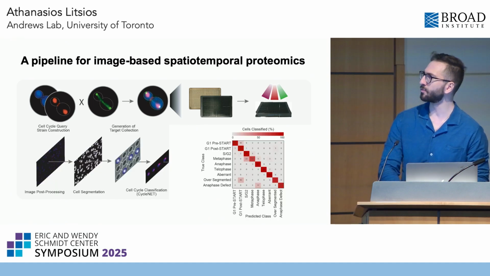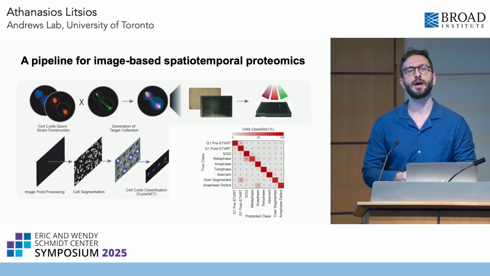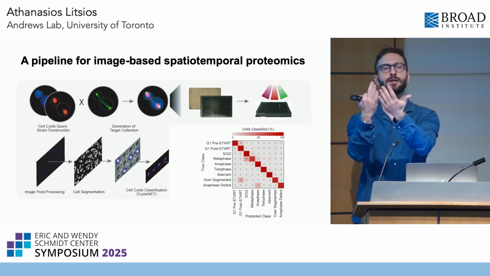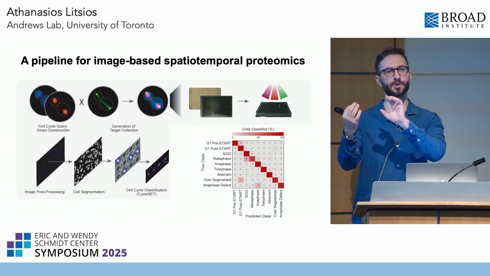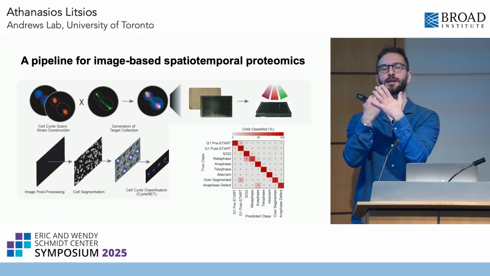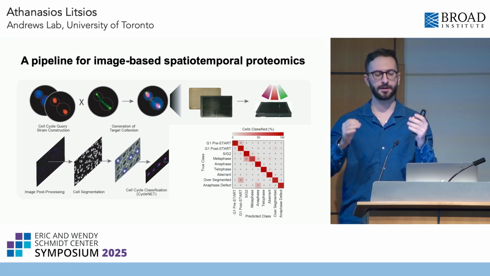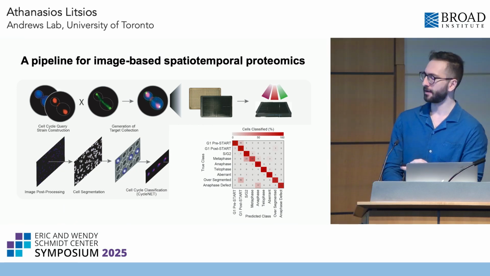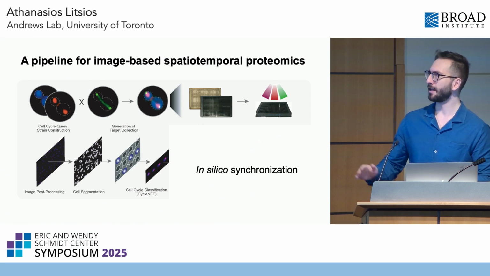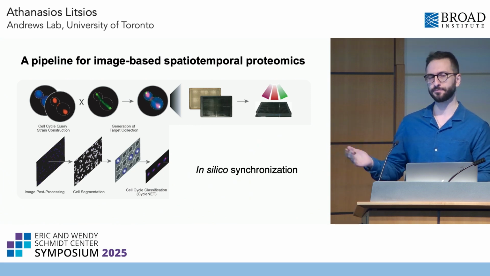And for that reason, we developed a supervised neural network that we call CycleNet. What CycleNet does is examine a single cell image, and based on the fluorescent reporters that we introduced in our cells, it can tell the exact cell cycle state where a cell was when it took that image. And we found that CycleNet performed with more than 93% accuracy. It allows us to do what we term in silico cell cycle synchronization.